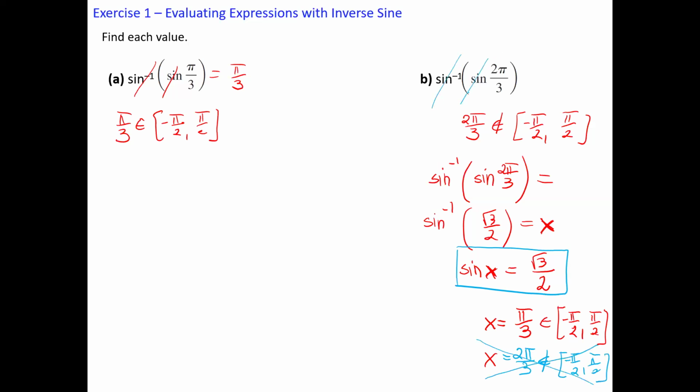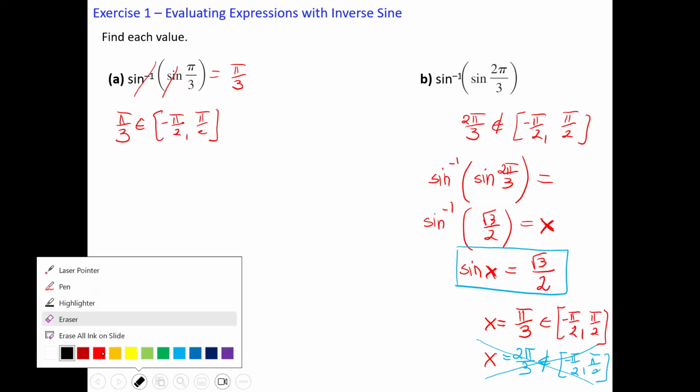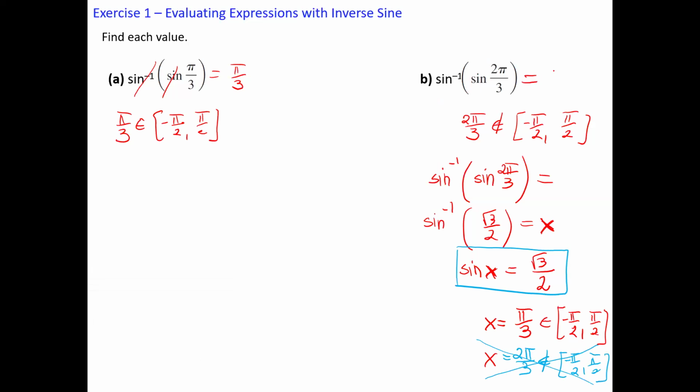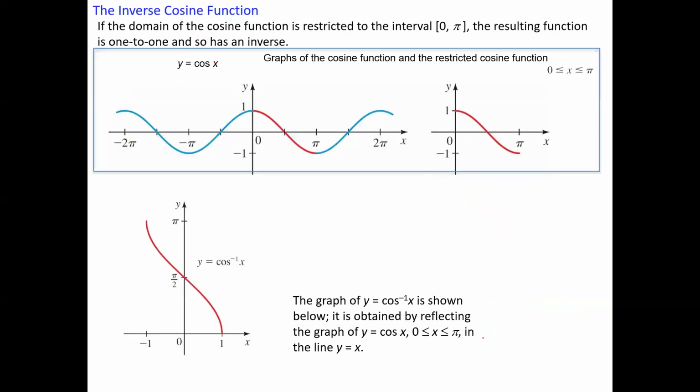I couldn't do this because that would be wrong. I couldn't use the cancellation equation. That means the final answer is actually pi over 3, not 2 pi over 3. We have to be careful with the domain. Okay, inverse sine, done. Now cosine.